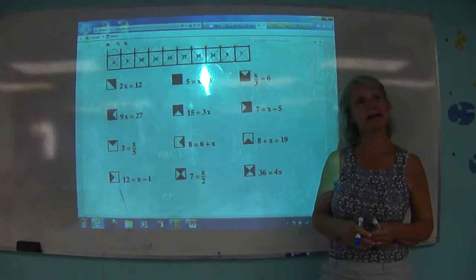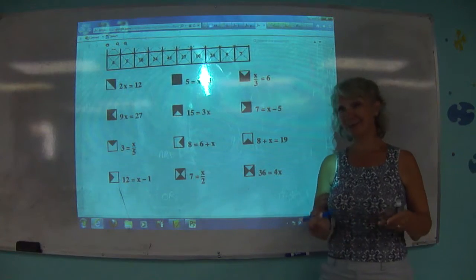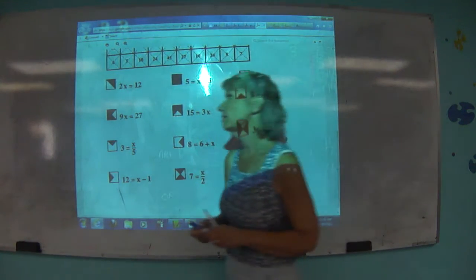This is Algebra by Design, Activity 5. So again, mental map is always an option, but let's look at how we do these.